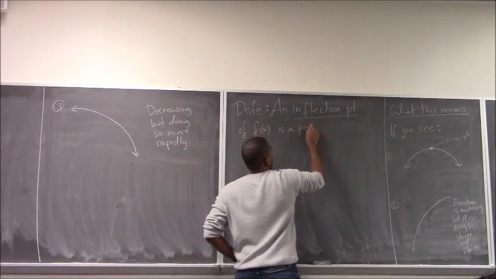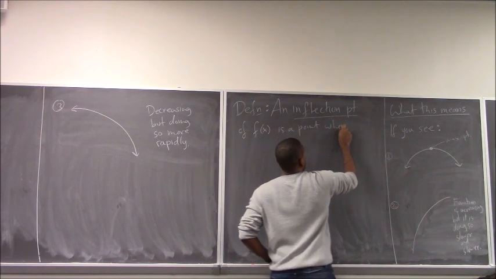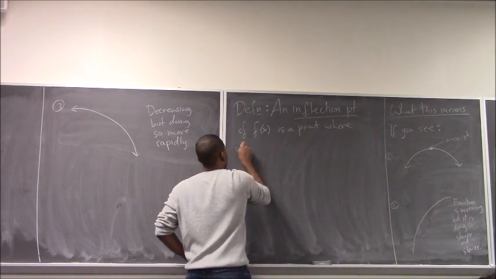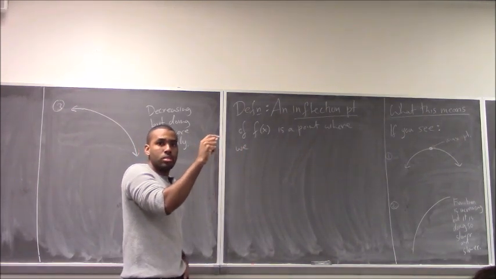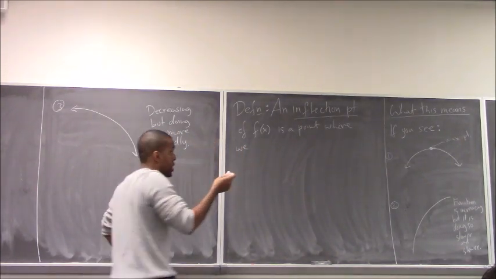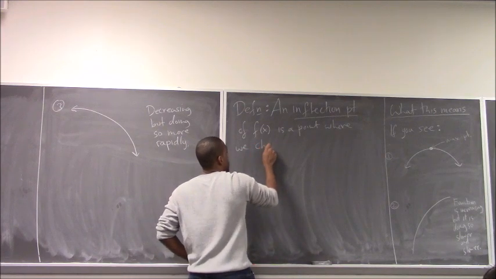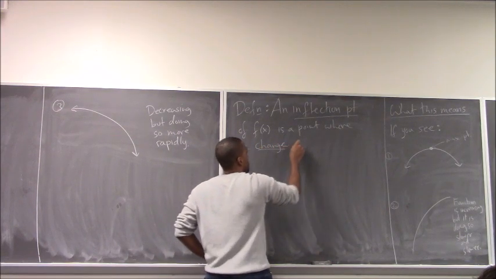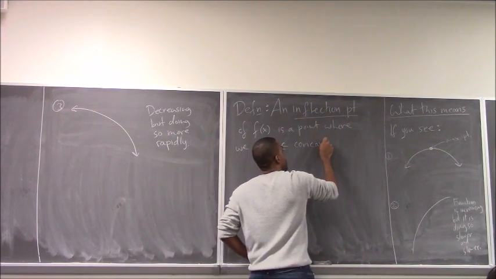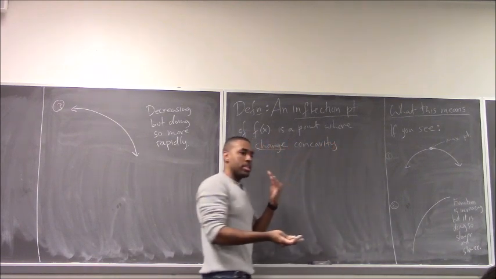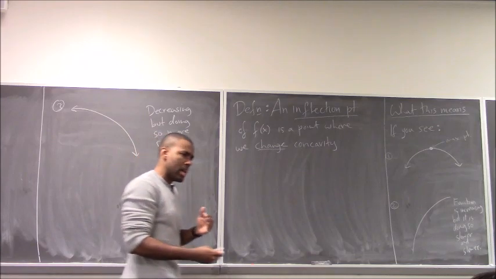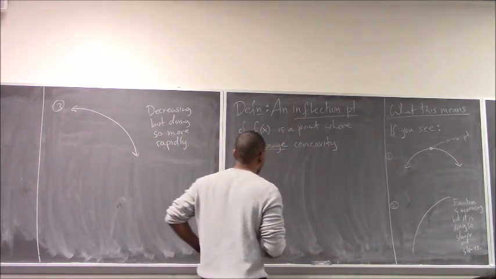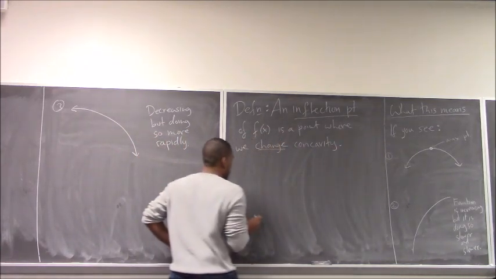An inflection point of f is a point where... what happens at an inflection point? Does anyone remember? Yep? That's when the concavity changes. When we change concavity. Meaning, before that point, we were concave up, and then we suddenly switched to concave down. Or vice versa. Before that point, we were concave down, and then we suddenly switched to concave up. So that would look something like this.